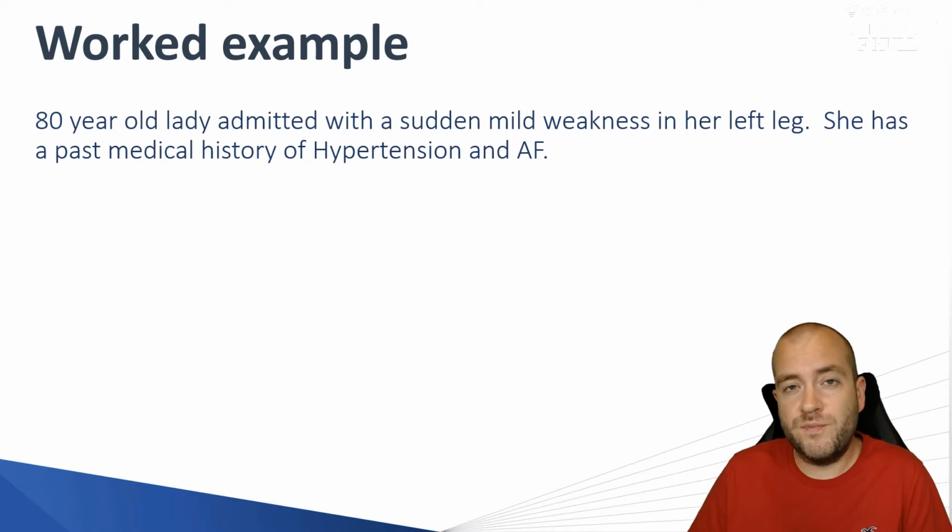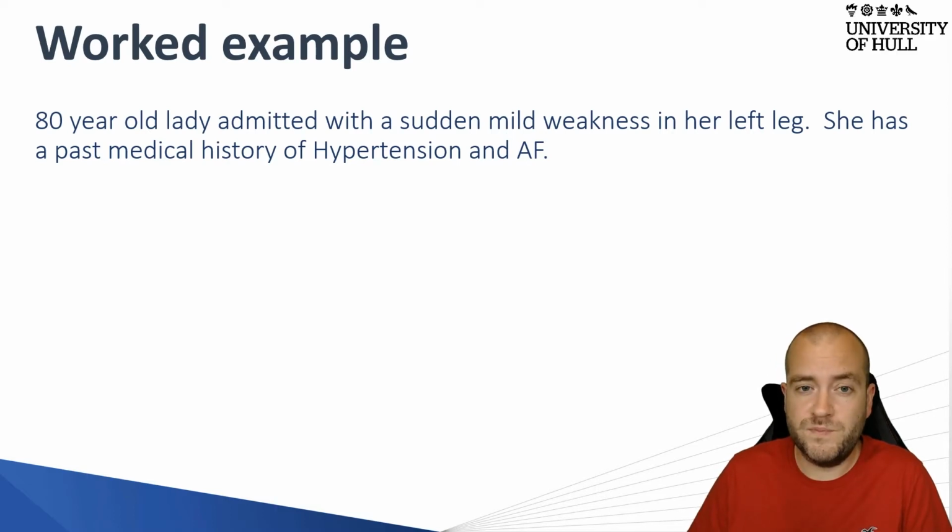She's an 80-year-old lady, she's got a sudden mild weakness in her left leg, and she's got a history of hypertension and AF. If we're thinking about illness scripts, the things that happened to me already when thinking about this case is that within System 1, a mild weakness in a unilateral side of her body is indicating a stroke to me. Thinking about System 2 reasoning and analysing this further, she's got risk factors for stroke in terms of hypertension and AF, and also her age.